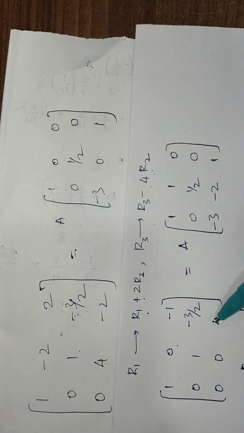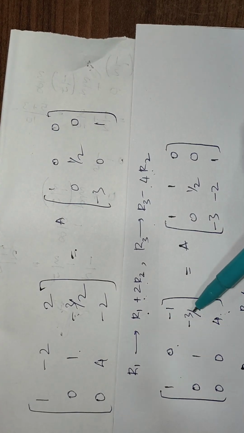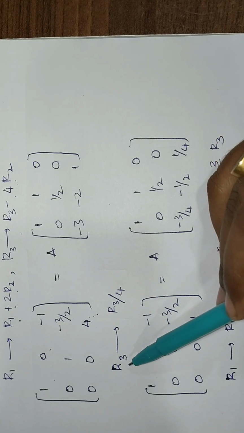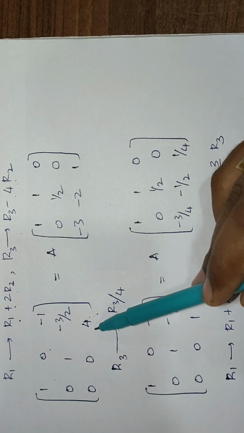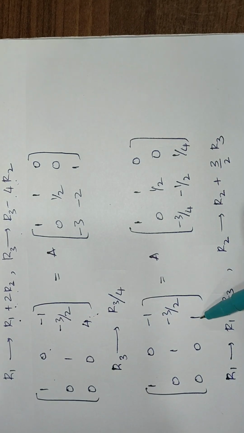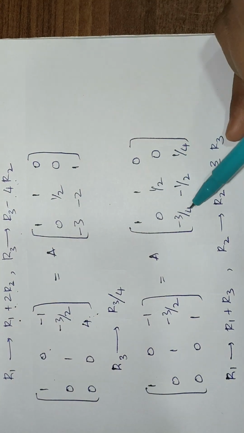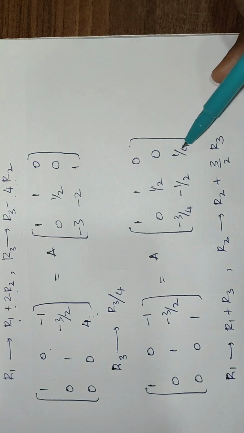Now we will make this 1, and using this we will make these two 0. For that, the transformation used is row 3 changing to row 3 by 4. Why? Because I am making this one. So I will divide the entire row by 4 so that this becomes 1 and the remaining things will be unaltered, because 0 by 4 is 0 and 0 by 4 is 0. And here minus 3 by 4, minus 2 by 4 is minus half, 1 by 4.